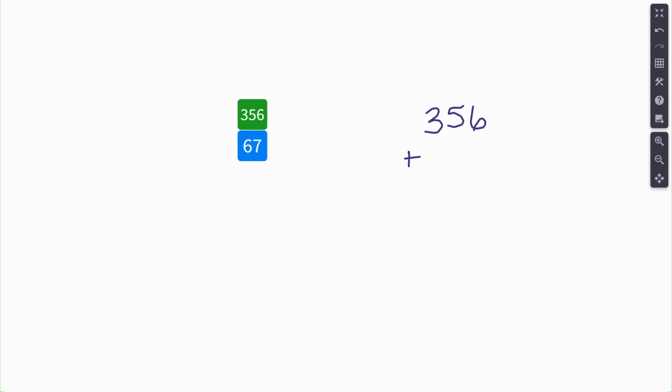356, let's start with the addition problem, plus 67. We would add the 6 and the 7 to get 13. We would write the 3 in the ones place, and we would carry the 1. And we would add the 1 plus the 5 plus the 6 to get 12. So we would write the 2 in the tens place and carry the 1. And we would add down and get 4. So 356 plus 67 is 423. And we use that word carry the 1.